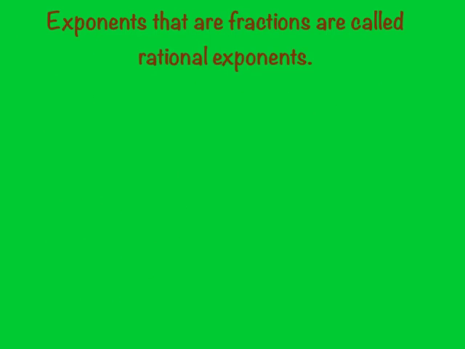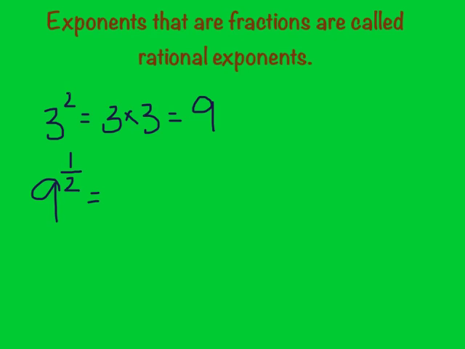Exponents that have fractions are called rational exponents. Remember, 3 squared, that's like 3 times 3, that equals 9, okay? Now, fraction exponents will work backwards. If it says 9 to the 1/2, that means what two numbers multiply together to be 9? Or what number multiplied by itself twice equals 9? So the answer would be 3.